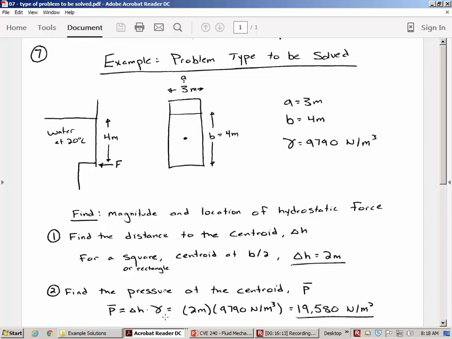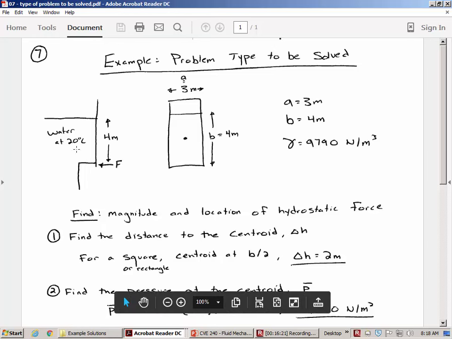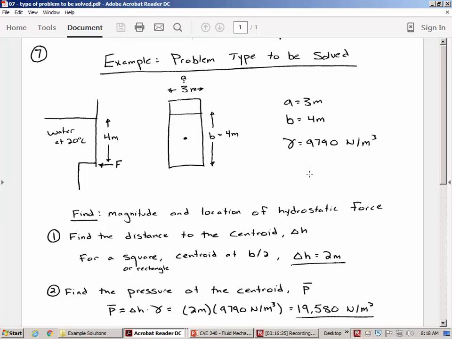And you can see I've done the calculations there, and I'm using the unit weight 9790 because on the problem slide it said 20 degrees Celsius water. So water at 20 Celsius has a unit weight of 9790. So we multiply the depth to the centroid and the unit weight. That gives us this 19,580 newtons per meter squared.